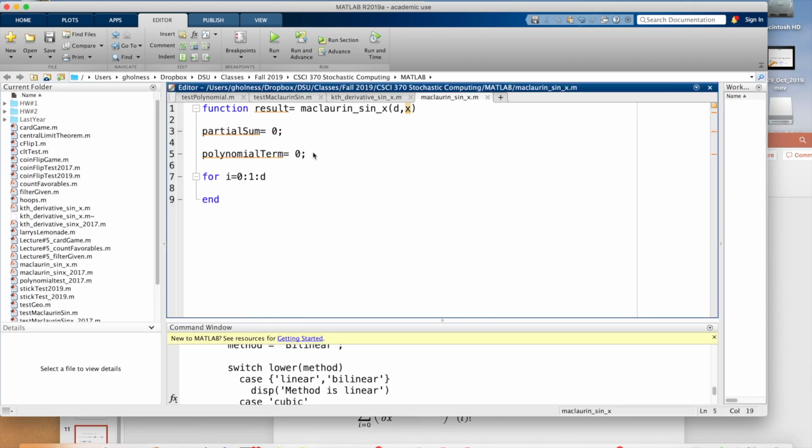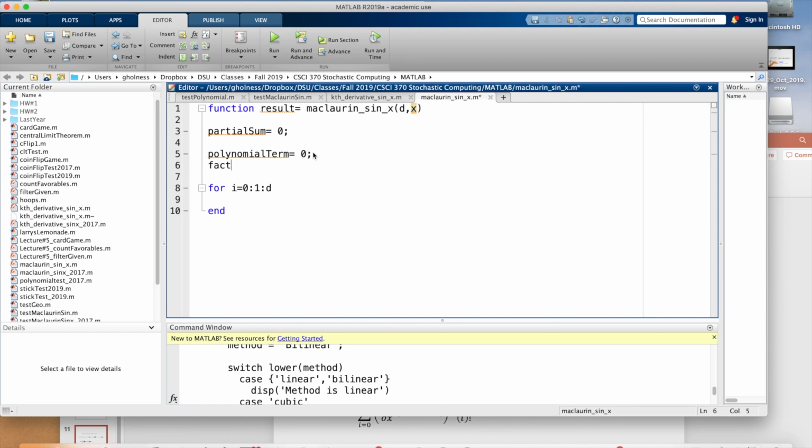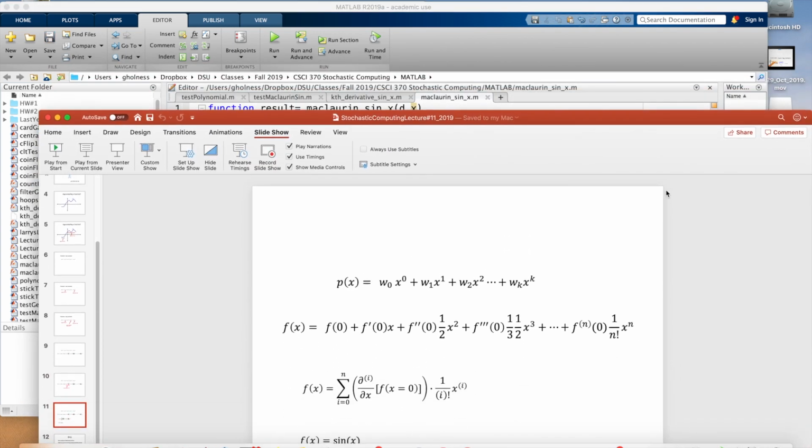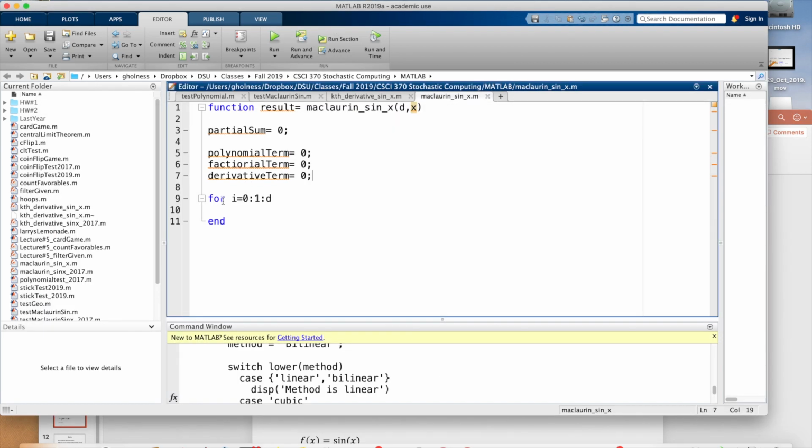So I have something called a polynomial term. I have a factorial term, and I have a derivative term, right? So each term in my Maclaurin polynomial is going to be the product of those three things. It's going to be the polynomial term, x to the I power, the derivative term, the ith derivative of my function sine x evaluated at 0, and the factorial term.